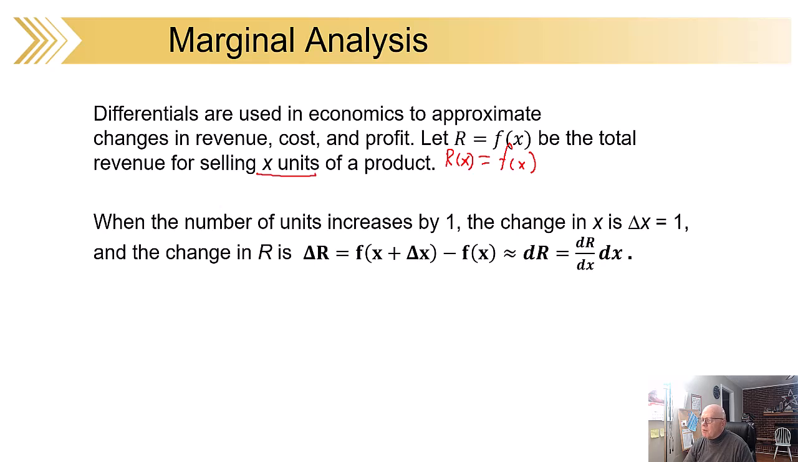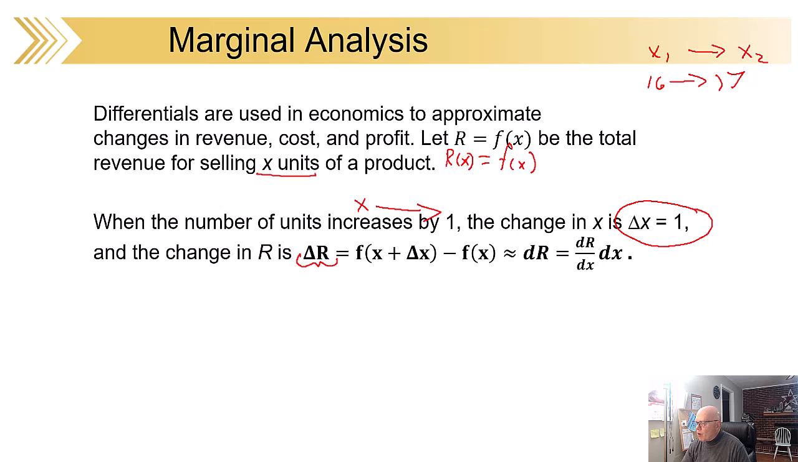Now, what we're talking about with these differentials is typically when x increases by 1, that makes delta x 1. You're going from like a 16 to a 17, x1 to x2, just a difference of 1. Two different x's. Now, we're going to find what happens with the revenue change.